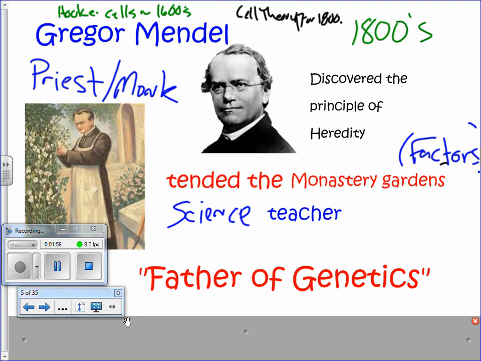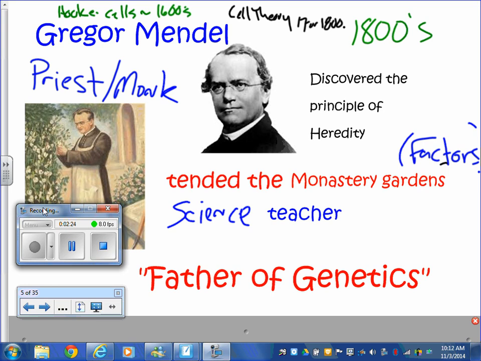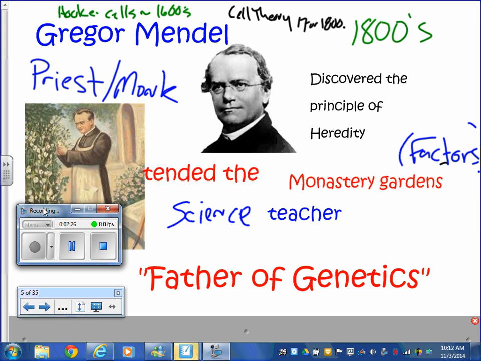So a little bit of history. Keeping in mind cell theory was kind of 1700s, 1800s, Gregor Mendel is around in the 1800s. And so this is all pretty new ideas. He wasn't so much basing his information on that. He did discover the principles of heredity, that traits are passed from parent to offspring, that the traits the kids have are directly related to what they got from their parents.